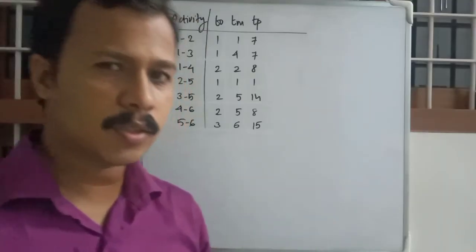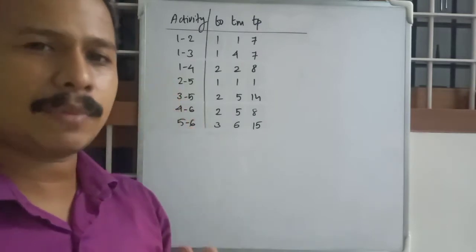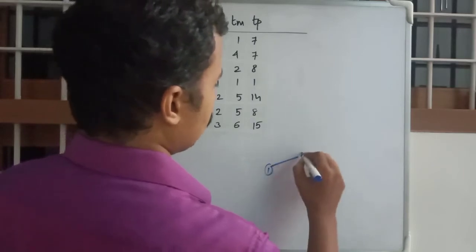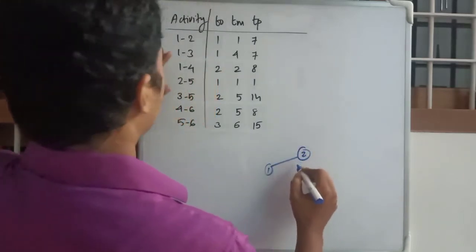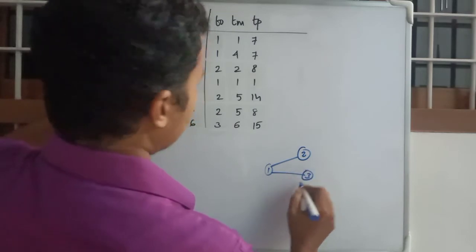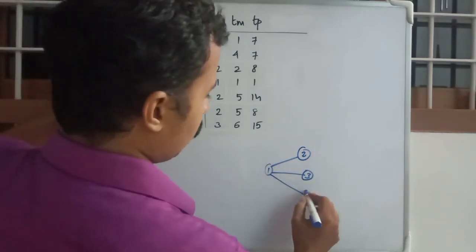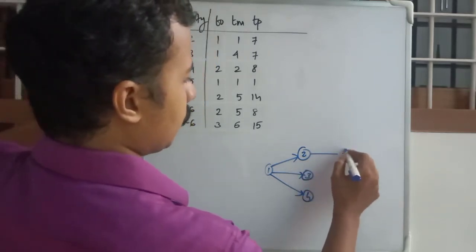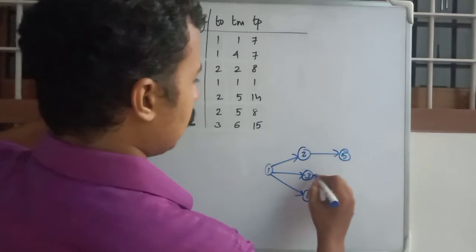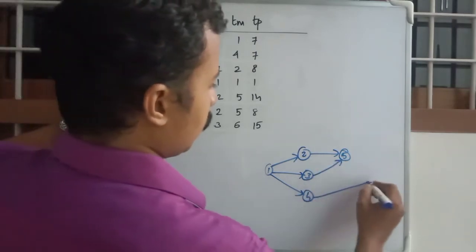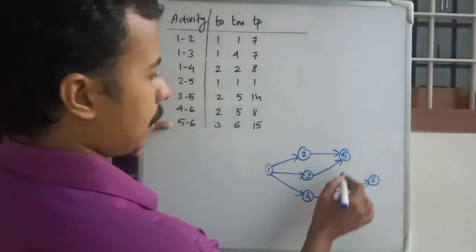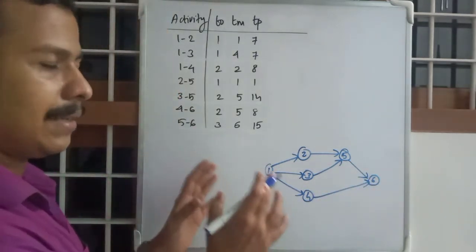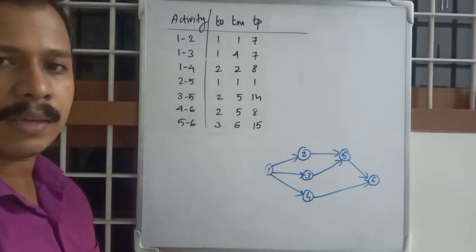So this is the question. We will start drawing the network diagram right away. So 1 to 2, 1 to 3, 1 to 4, 2 to 5, 3 to 5, 4 to 6, and finally 5 to 6. Okay, if you didn't get this neatly, just draw it one more time neatly.